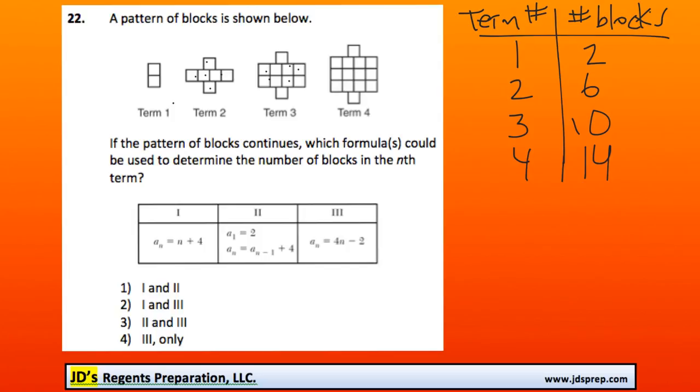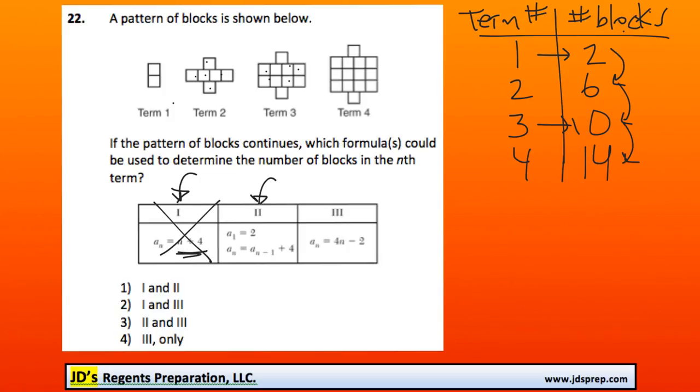So taking a look at the possible answers here, in option number 1, you might instinctively think, oh, that makes sense, n plus 4, because it's increased by 4 each time. But this implies that the number of blocks is always 4 more than the term number, and clearly that's not true, right? From 1 to 2 or 3 to 10, it's not always 4 more. So it's definitely not option number 1.